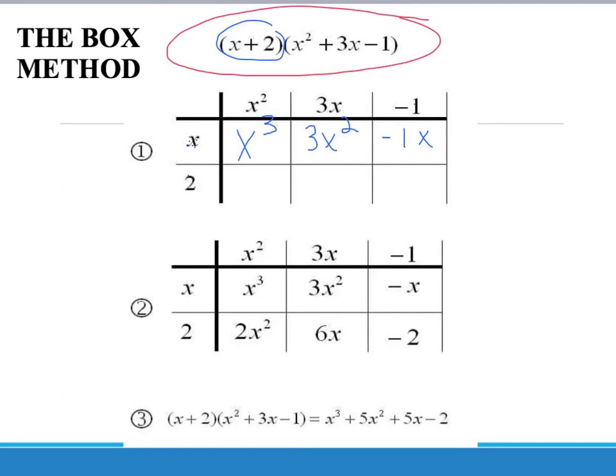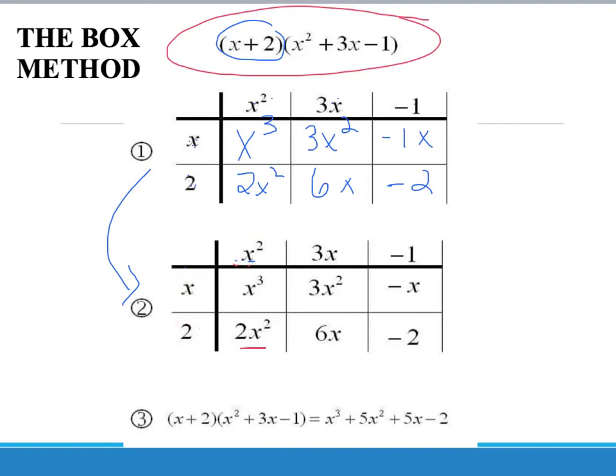Okay, in the second row, 2 times x squared gives me 2x squared. Here 2 times 3x is 6x. And 2 times negative 1 is negative 2. Okay, so that's what you can see down in the next row. Basically, this times this is this. 2 times x squared is here. Okay, so that's how it works. So now, my answer is all of the parts inside.